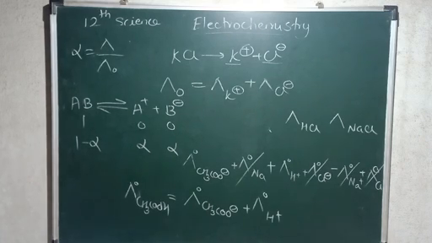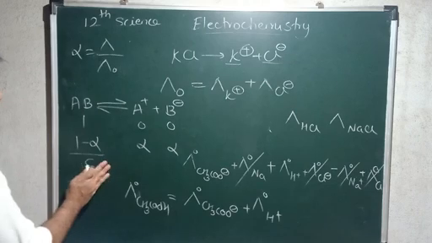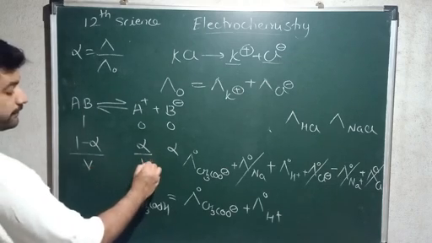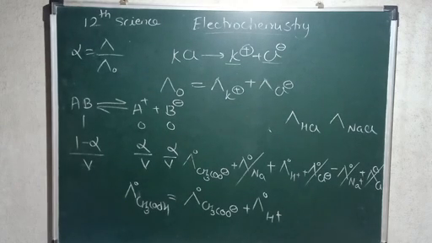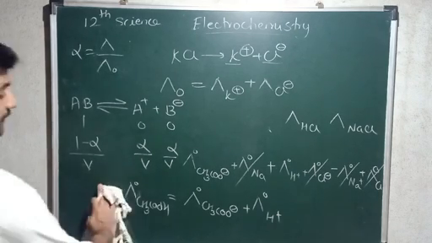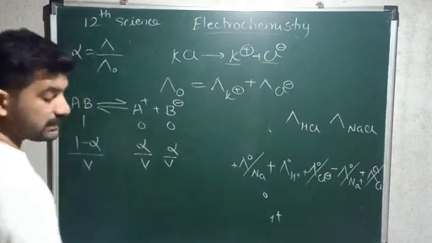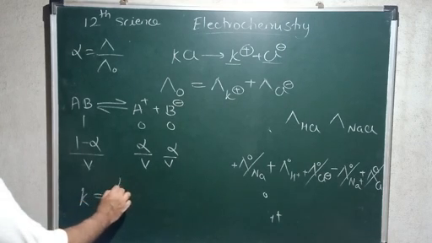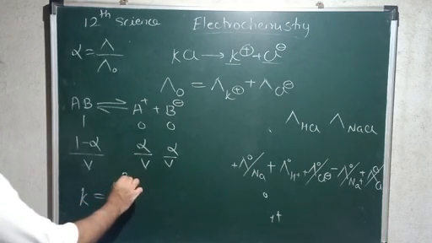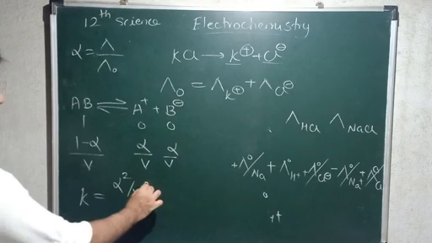Now we want to convert this in the form of concentration. So this whole part will be divided by V. Okay, this whole part will be divided by V. And now when we are going to write down the reaction constant K, it will be given as K is equal to alpha square by V square.